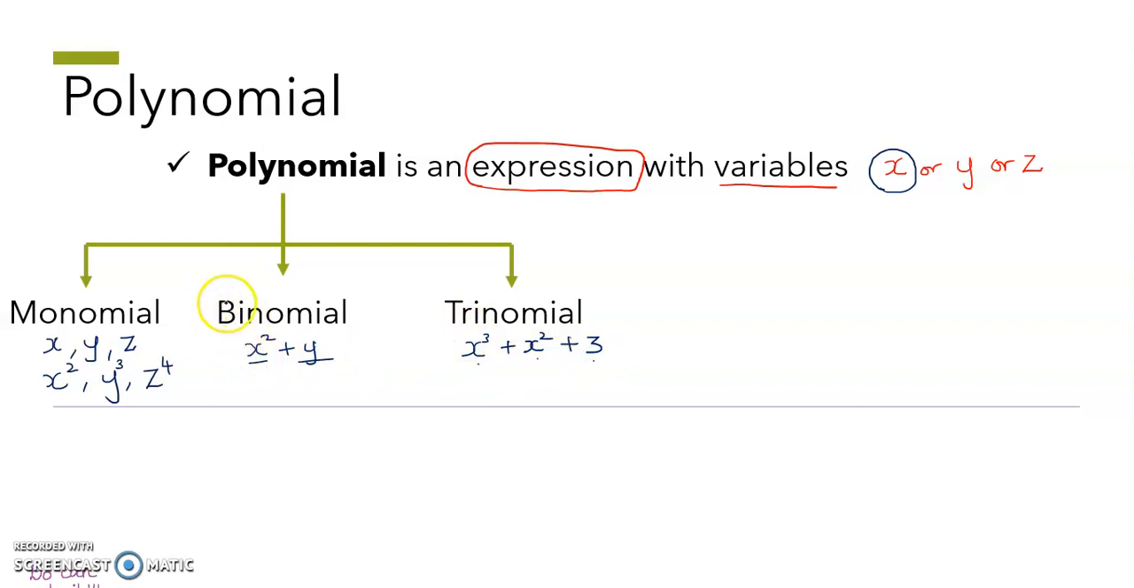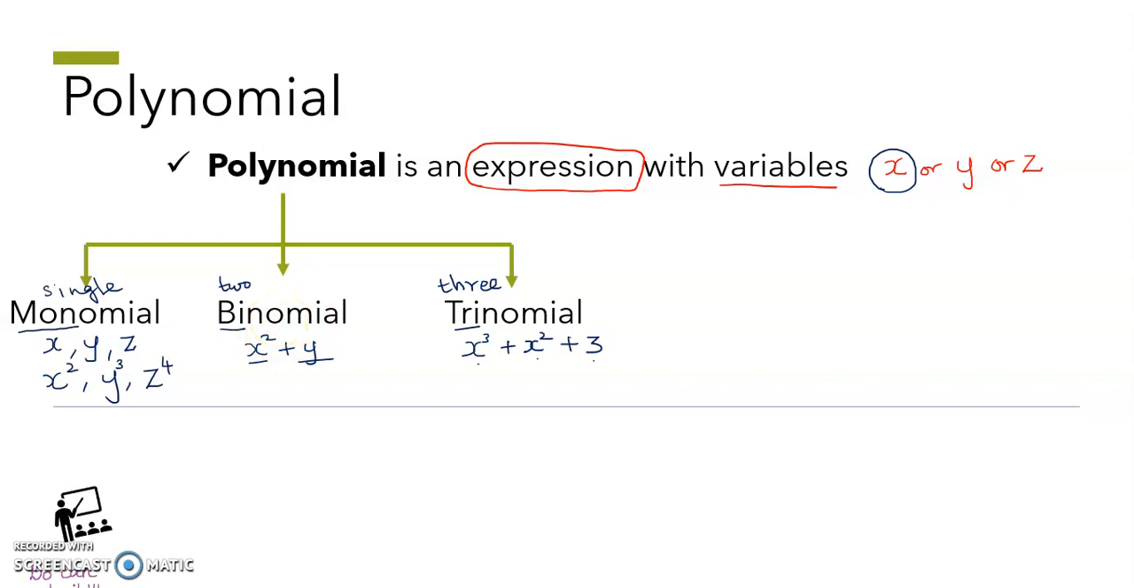Binomial means two terms. I hope you know these prefixes. Bi means 2, tri means 3. You remember in childhood we used to say bicycle, tricycle. Why do you say bicycle? Because it has two wheels. Why do you say tricycle? Because it has three wheels. Similarly, monomial means single, which is 1. So I guess you understood the concept of monomial, binomial and trinomial.